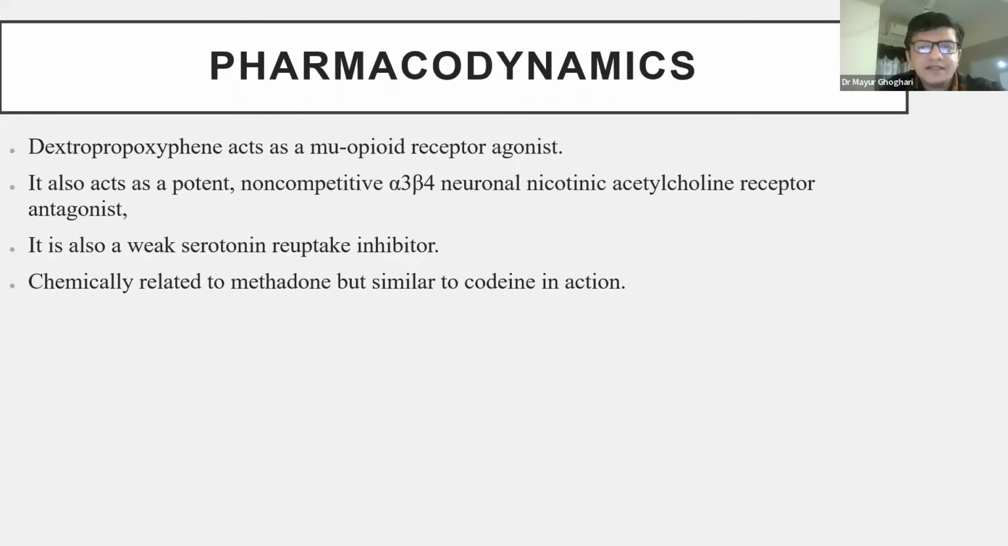Nicotinic acetylcholine receptors have 5 subunits: alpha, beta, gamma, epsilon, and delta. These 5 subunits ligand between alpha-3 and beta-4 where dextropropoxyphene acts. It is also a weak serotonin reuptake inhibitor, chemically related to methadone, but similar to codeine in action.